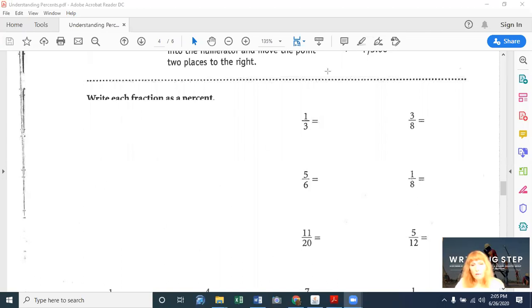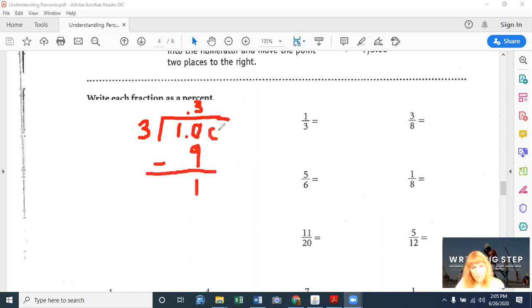So now I'm going to take the top number and put it on the inside. 1 goes on the inside, and the 3 goes on the outside. And I say, okay, you can't take 3 into 1, so you put a decimal and a 0. The decimal up here right away. 3 goes into 10 3 times. 3 times 3 is 9. 10 minus 9 is 1.